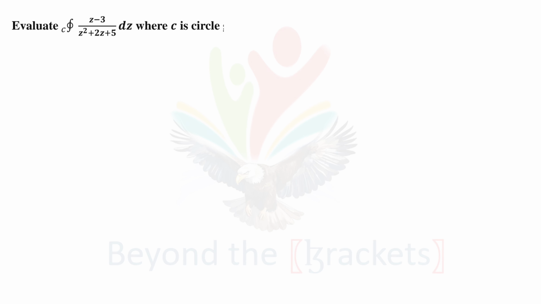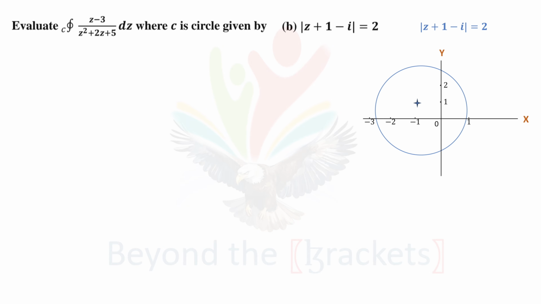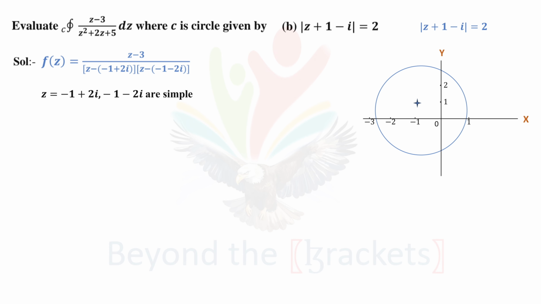Consider part B of the same question. Here we are given |z + 1 - i| = 2. Comparing this with the standard form, geometrically this represents a circle with center (-1, 1) and radius 2. Again, f(z) will be written as (z - 3) divided by the denominator, which is the product of (z - (-1 + 2i)) and (z - (-1 - 2i)), where z = -1 + 2i and -1 - 2i are the simple poles.